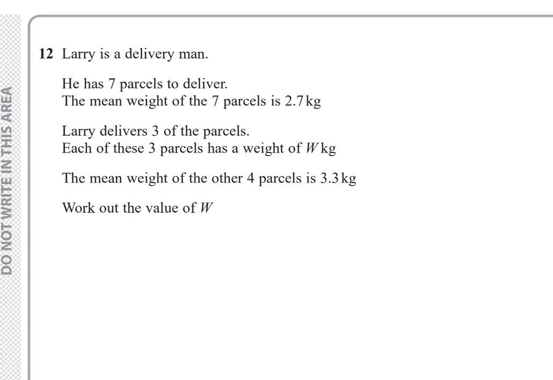Number 12. Larry is a delivery man. He has 7 parcels to deliver. The mean weight of the 7 parcels is 2.7 kg. Larry delivers 3 of the parcels. Each of these 3 parcels has a weight of W kg. The mean weight of the other 4 parcels is 3.3 kg. Work out the value of W.